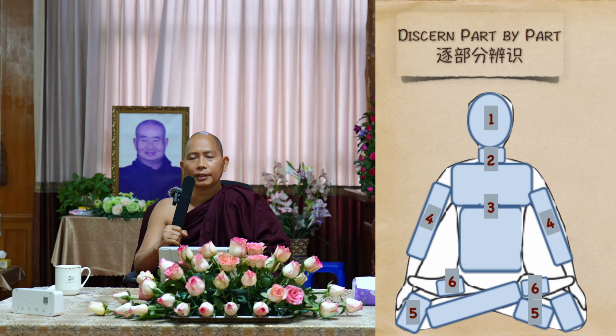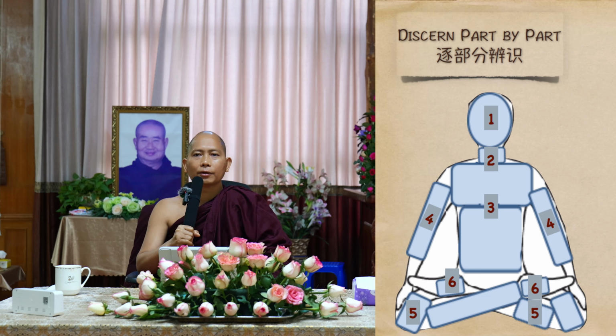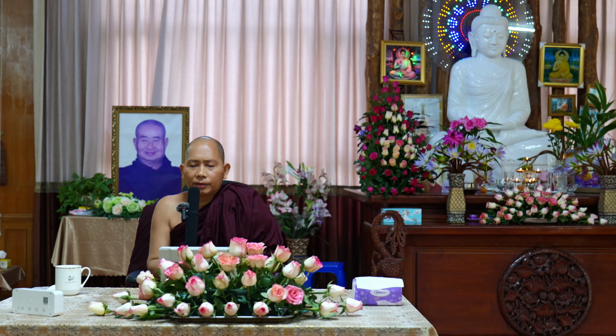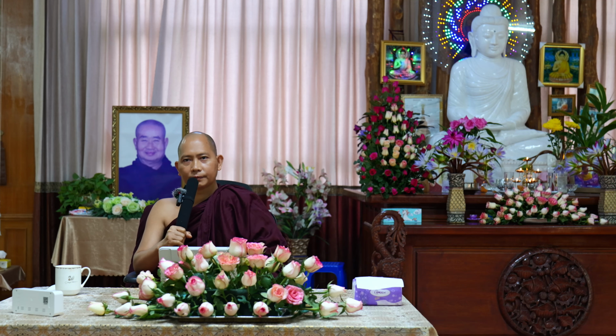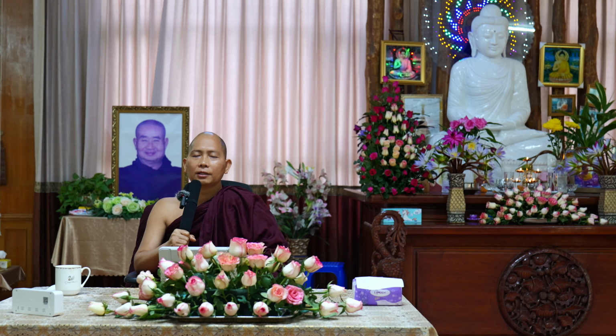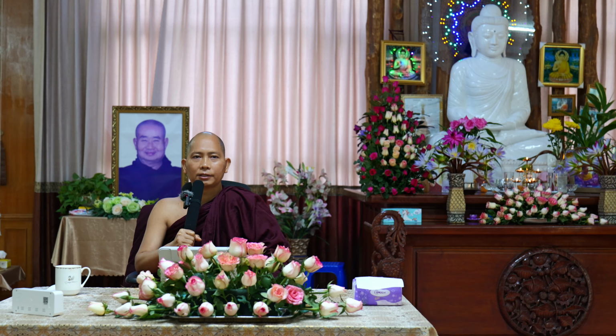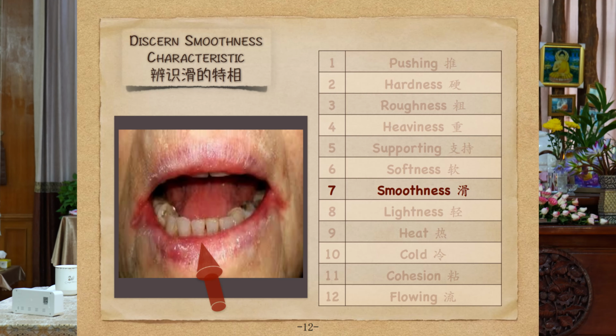Then what will happen? When you can concentrate on this, because of practice, you will feel your body become very soft, not tight. Then okay, you are successful in the discernment of the softness characteristic. Then discern beginning from position, hardness, roughness, heaviness, supporting, softness, in this way. If you can discern successfully, you can increase another one, smoothness.